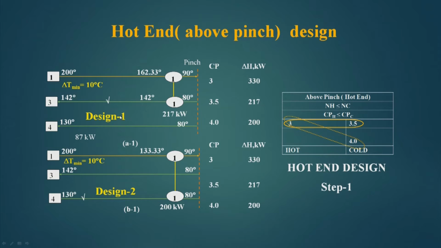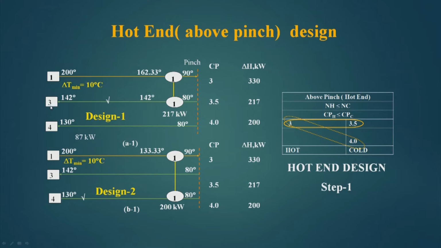So, in design one, let us take this match 3 and 3.5, because 3.5 is CPC and this is more than CPH, which is 3. So, this is permissible. Similarly, this match and this match are permissible. So, let us put a match here from 3 to 3.5. Now, the question is what should be the size of the match. Here we see that this stream number 1, which starts from 200 degree centigrade and comes to the pinch, and at the pinch it has 90 degree centigrade, this is the pinch line.